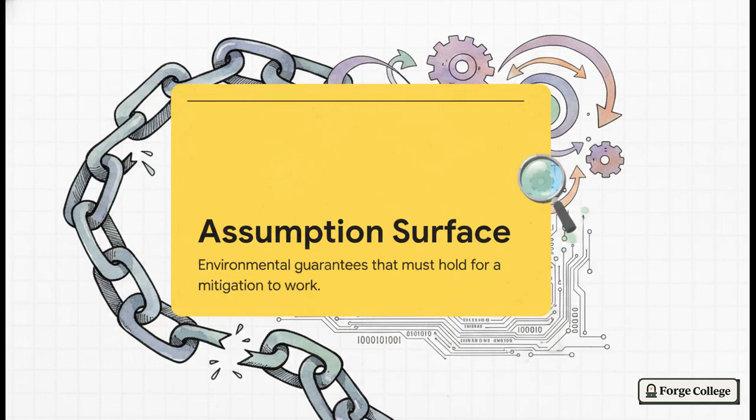First up is the assumption surface. You really have to ask yourself, what exactly must hold true in the environment for this mitigation to work? Think about EVM reentrancy guards for a second. They implicitly assume a synchronous call model and a single-threaded path, right? You have to name that exact assumption. Are you relying on a global address balance, a synchronous call stack? Whatever it is, name it so you can actually test it.